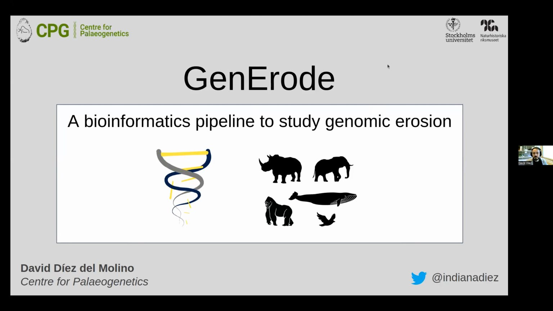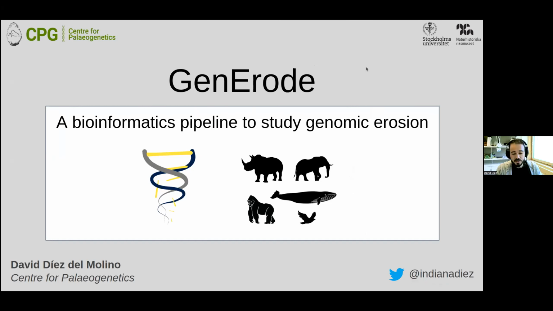So the presentation that I'm going to do today is about our newly published pipeline, a bioinformatics pipeline to study genomic erosion in endangered species. From what I see, it's going to be a somewhat different presentation style from what other people have presented today. For starters, I don't have an open word in the title. But I'm going to try to touch on some of the topics that are the main theme of this symposium today, and I'll try to do my best.